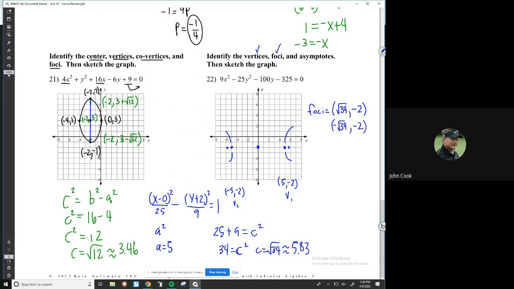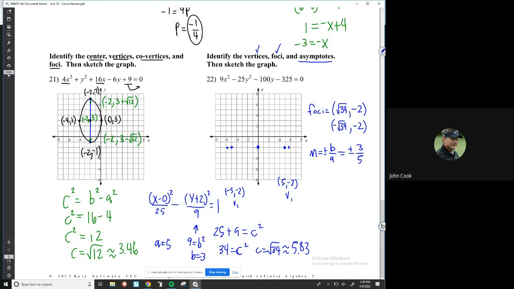I got those. Now for the slopes of the asymptotes, I think they might want the equations of the asymptotes, and that's fine, I can do those too. The slope of the asymptotes is always going to be plus or minus b over a. The b value comes from the y part. If 9 is equal to b squared, that means b is equal to 3. And remember, my a value is equal to 5. So my slopes are going to be plus or minus b over a, so 3 over 5.